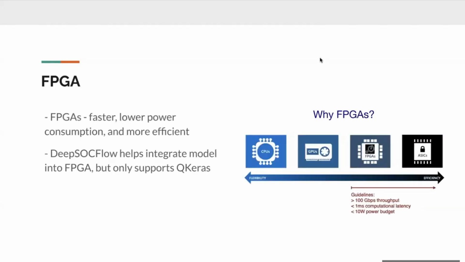However, we find that the particle transformer model is not fast enough, even though it's running on GPU. So we find that FPGA might be a better solution because theoretically, FPGA will be faster and more efficient than the GPU. But the problem is that the API we use to implement the model on the FPGA, called DeepSoCFlow, only supports QKeras. So our target is to make the model compatible with the API by implementing it using QKeras.